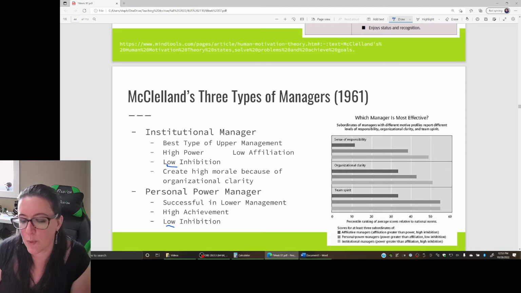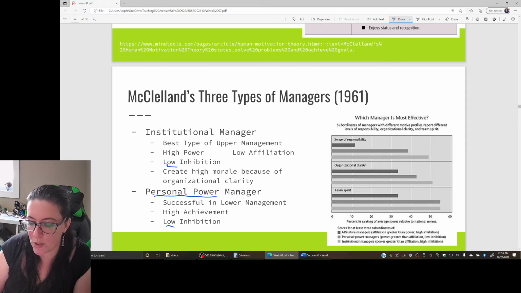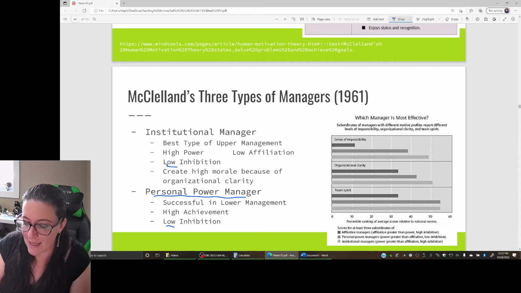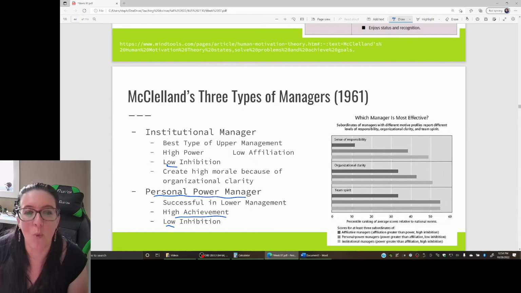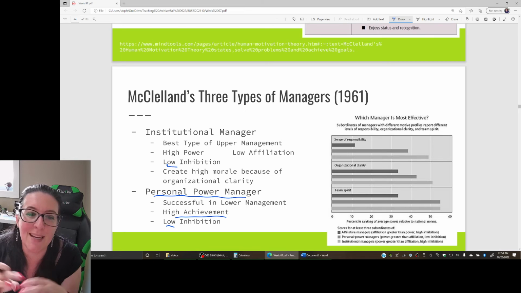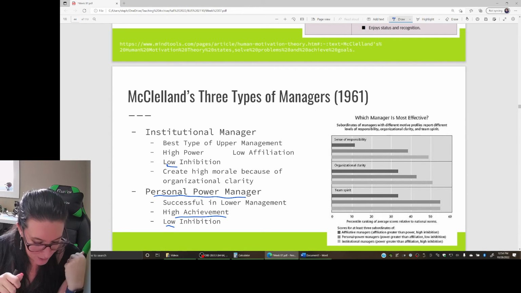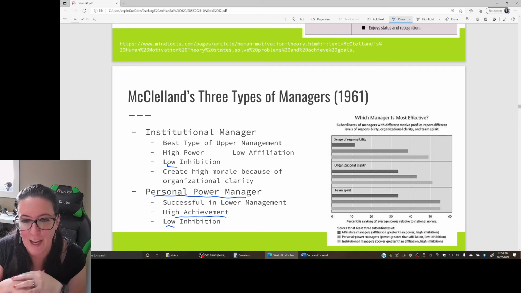For the others, he has created what is called a personal power manager. A personal power manager is one who is high in terms of that achievement. These individuals tend to be successful in lower levels of management, where you're working directly with the employees and it's really about getting things done. That's a personal power manager: high achievement, again, lower in terms of that affiliation.